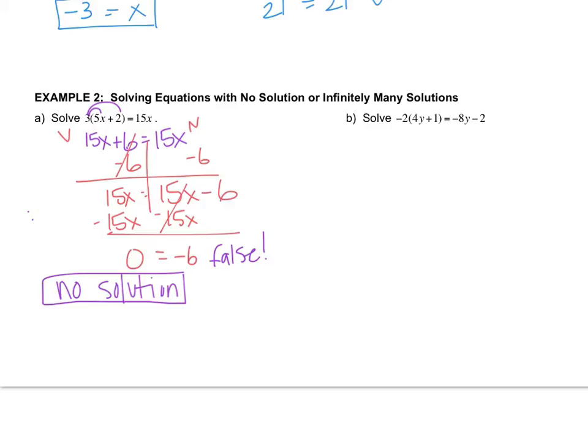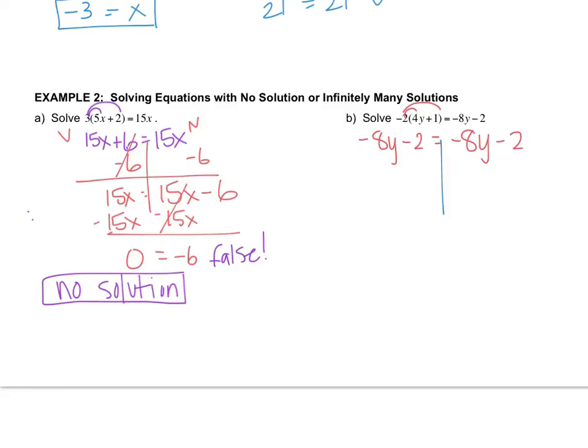Same thing over here. First thing we want to do is distribute. So I get negative 8y. Negative 2 times positive 1 is negative 2. And now, if you're looking at this and you're going, it's the same thing on both sides, you're on the right track. Let's just do a couple more steps. But I like your thinking if you notice that.